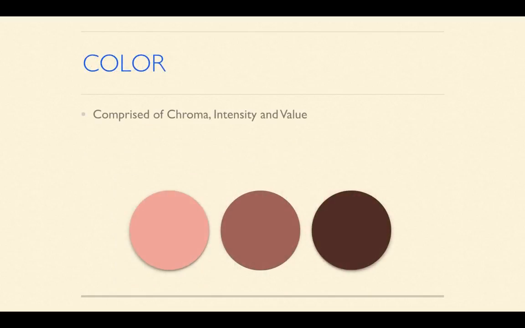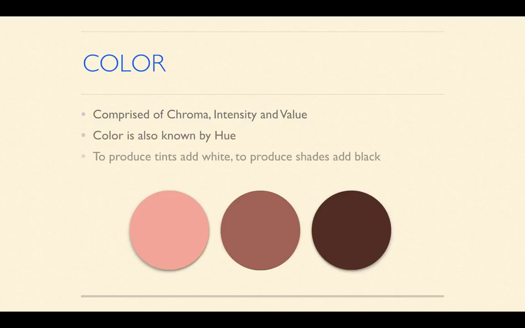Color. Chroma, that word again, intensity and value. It's also known by hue. To produce tints, add white. To produce shades, add black. And that's what you're looking at down there. I've added 50% white to that basic color, and I've added 50% black. So my basic color that I was using throughout has those various values as well.